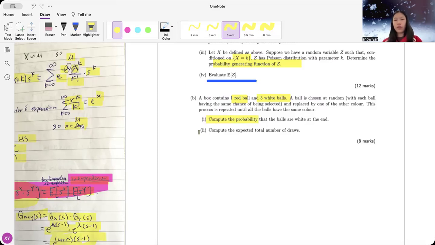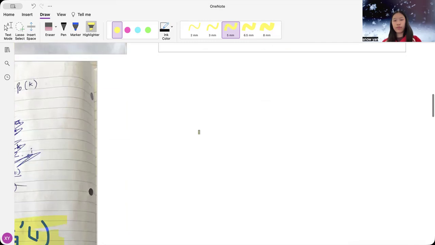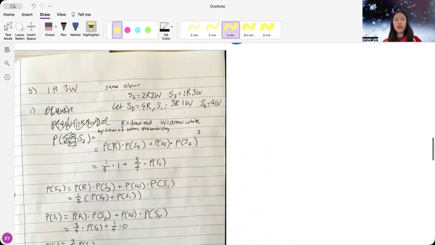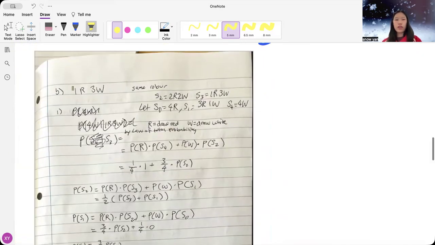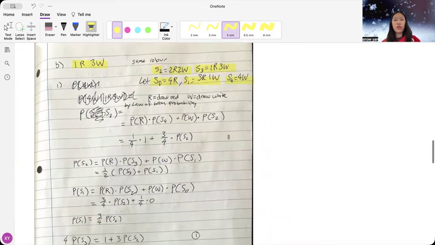Okay, so this is what I did. I wrote down that I start off with 1 red and 3 whites, right? What that means is that I define my states. S2 represents two red, 2 whites. S3 represents 1 red, 3 whites. S0 equals 4 red, S1 equals this, S4. Basically just defining the states of what I'm in, right?